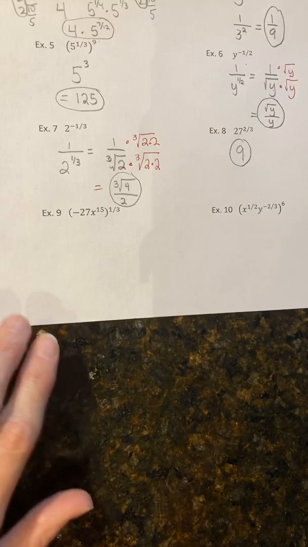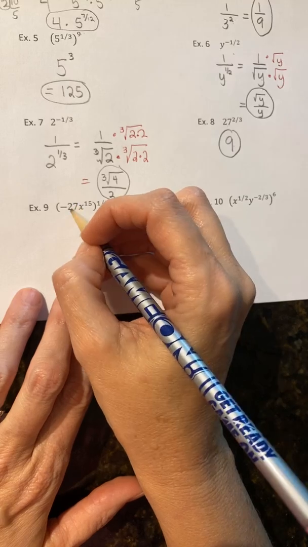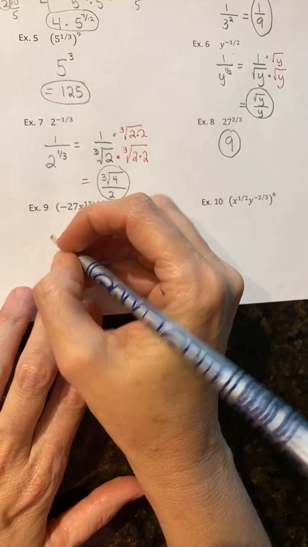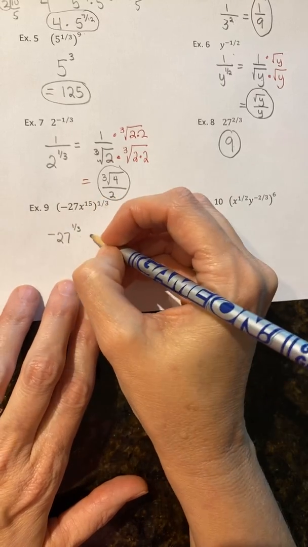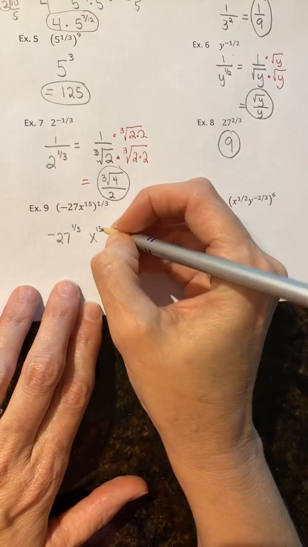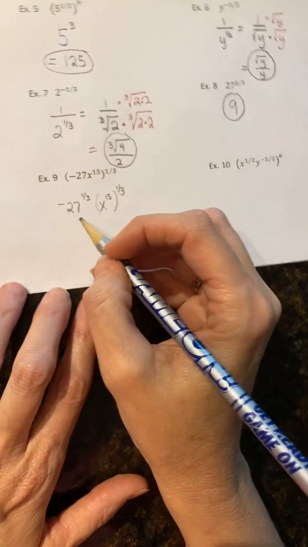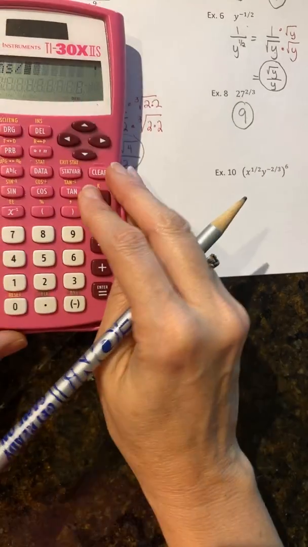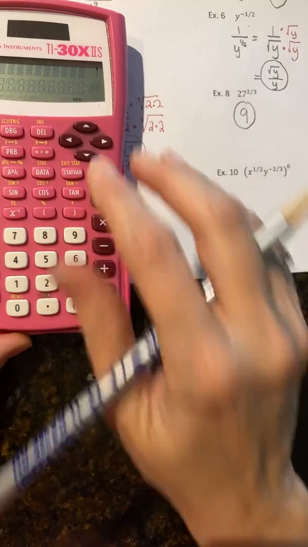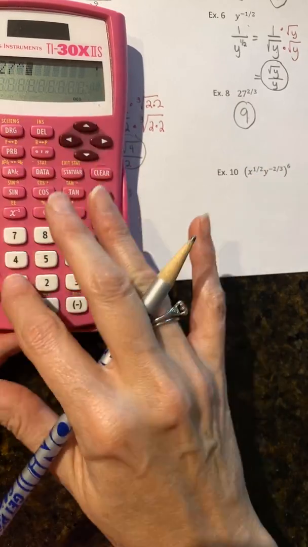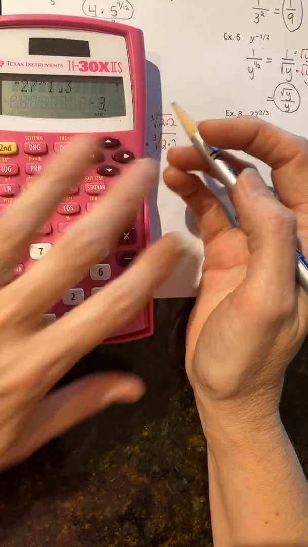Okay, almost done. There's a lot happening here. Remember, that whole group is raised to the 3rd. So negative 27 is raised to the 1/3 power, and x to the 15th is raised to the 1/3 power. Okay, this is pretty. If you raise negative 27 to the 1/3 power, you get this nice pretty answer, negative 3.